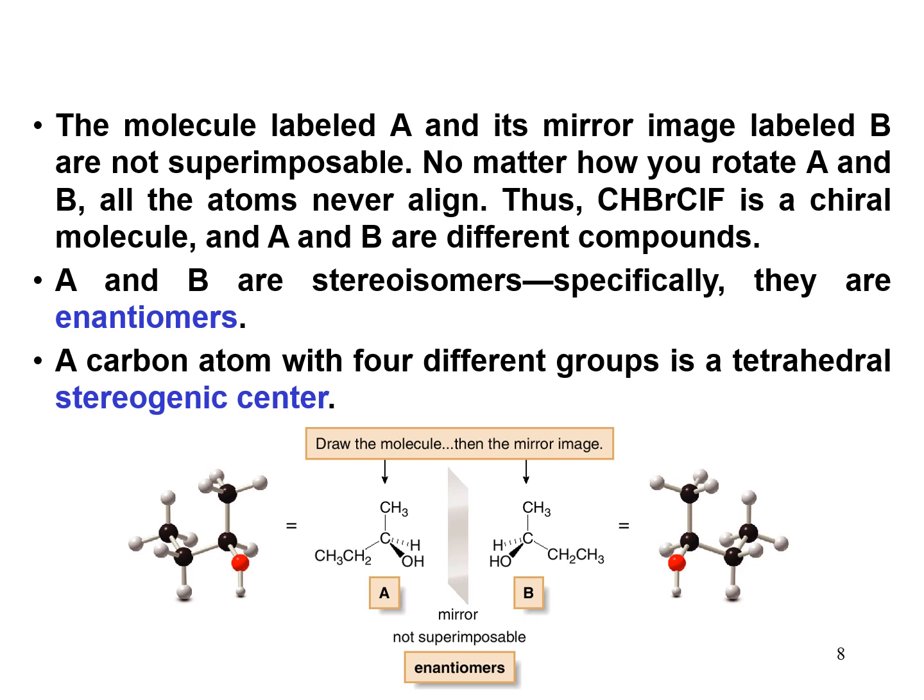A molecule labeled A and its mirror image labeled B are not superimposable. No matter how you rotate A and B, all the atoms are never aligned. Thus CHBrClF is a chiral molecule, and A and B are different compounds. So A and B are stereoisomers, especially they are enantiomers. A carbon atom with 4 different groups is said to be a stereogenic center or tetrahedral carbon. This tetrahedral carbon is known as a chiral molecule because the 4 substituents attached on the stereogenic carbon are what? Different. So such a compound which has a mirror image that is non-superimposable is known as enantiomers.